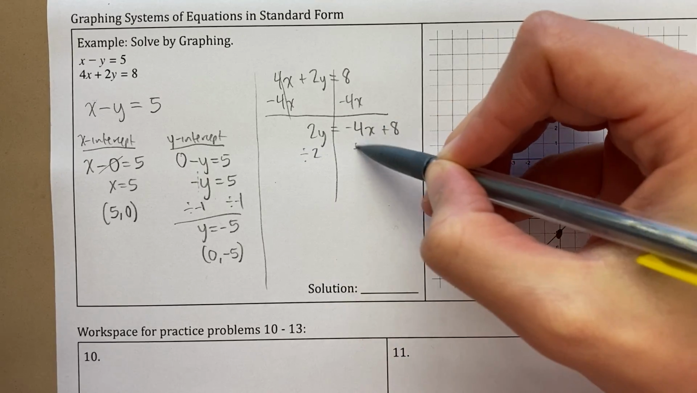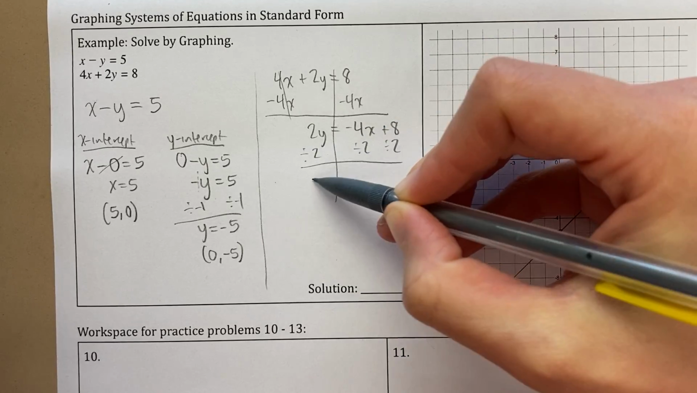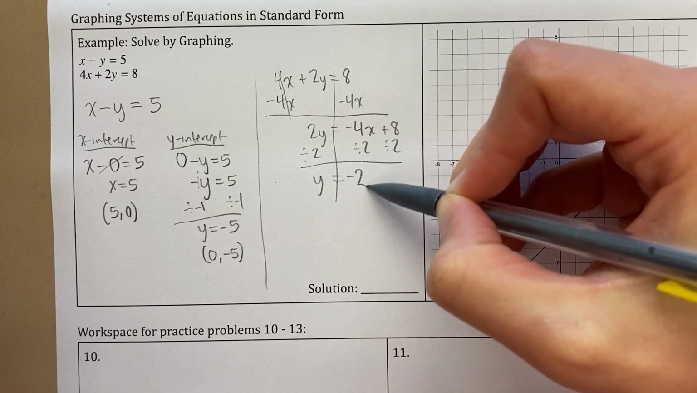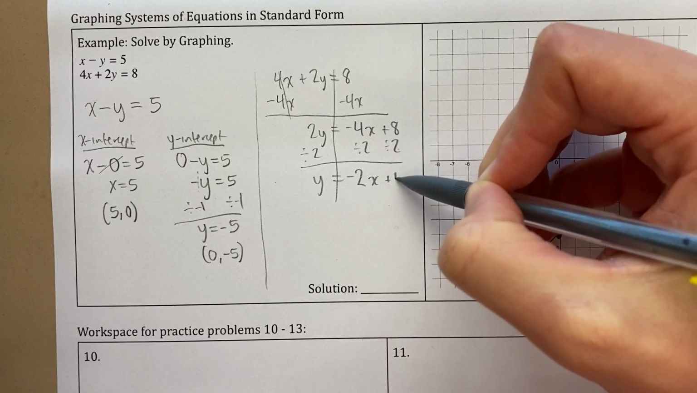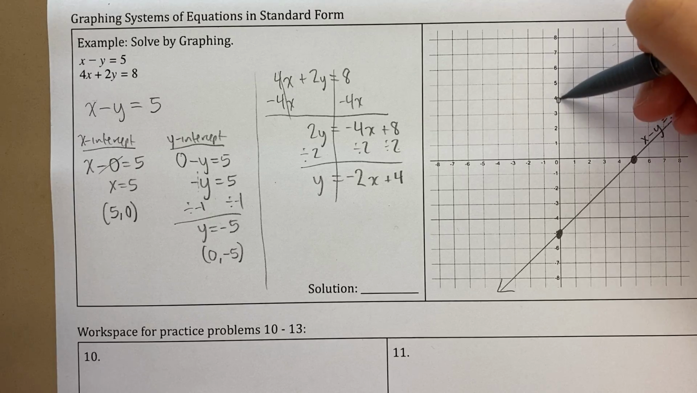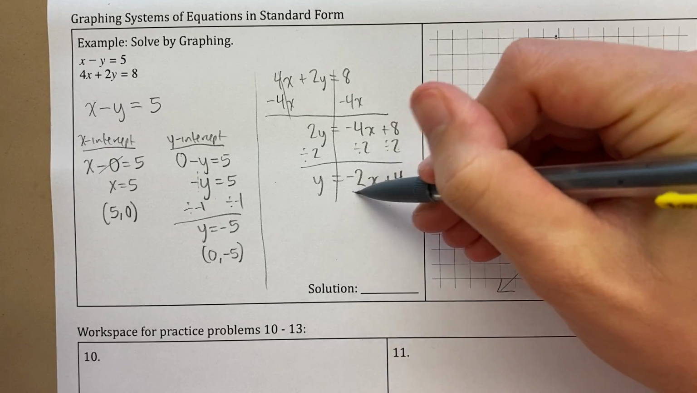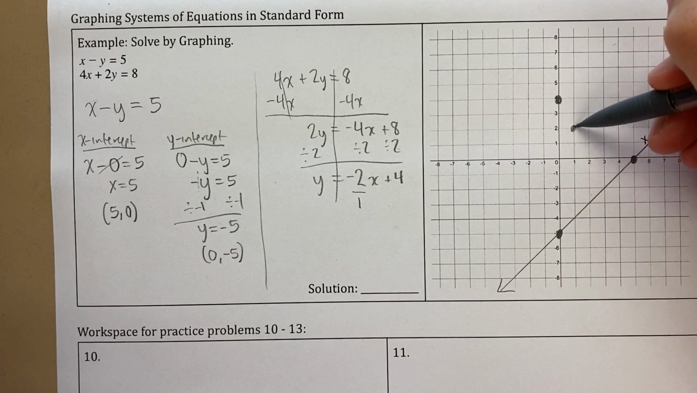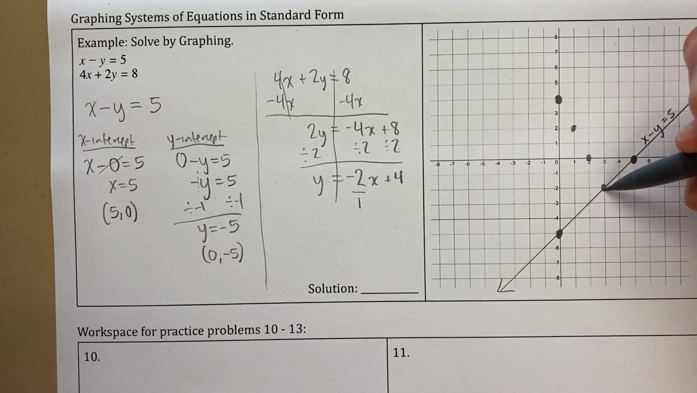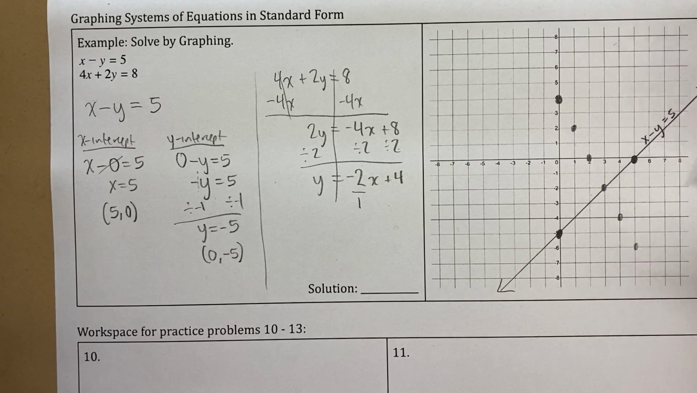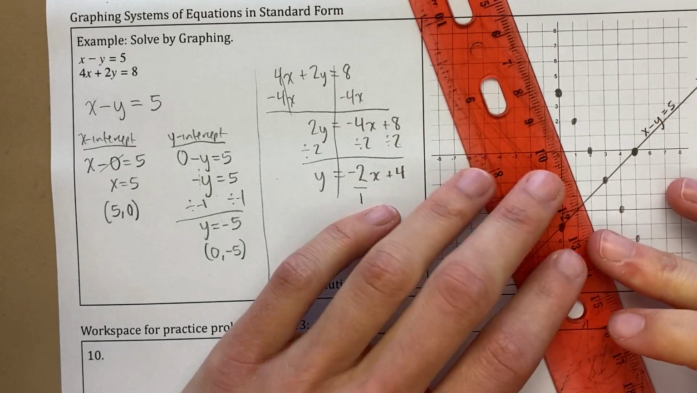Okay, I'm going to divide by 2. I get y equals negative 2x. 8 divided by 2 is 4. Okay, so I'm going to graph my line. Plus 4. And my slope is negative 2 over 1. I'm going down 2, right 1. And I can kind of already see where my lines are going to intersect.